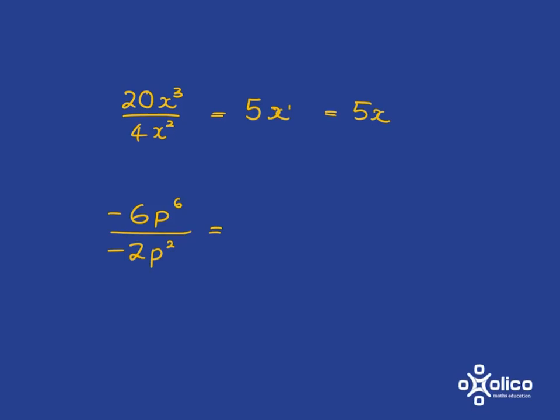If we look at this one, let's look at the numbers first. Negative 6 divided by negative 2, that is just 3. And then we move to the exponents. We've got 6 p's multiplied together divided by 2 p's multiplied together. So we're going to have p to the 6 minus 2. So it's going to be p to the power of 4.